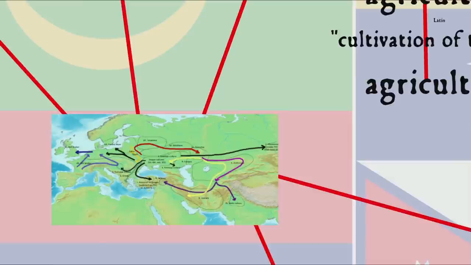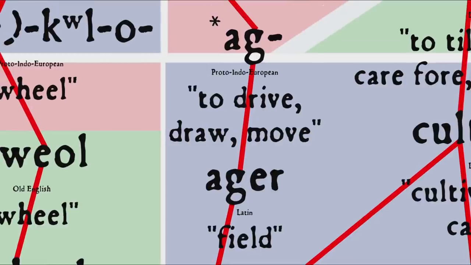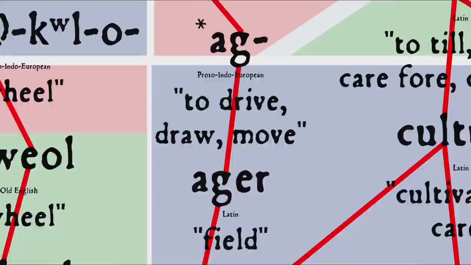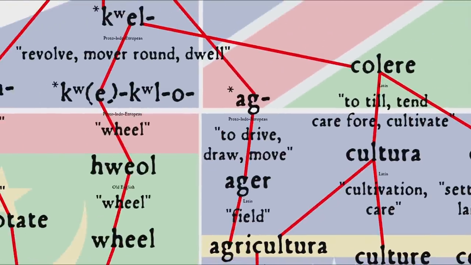Now the word agriculture, which is what's really at stake when we're talking about the domestication of species for human use, comes from Latin agricultura, cultivation of the land, made up of the words ager, field, from the PIE root agro, field, also the source of English acre, a derivative from the root ag, to drive, draw, move, thus from the idea of a place where cattle are driven, and the Latin noun cultura, cultivation, care, from the verb colere, to till, tend, care for, cultivate, from the PIE root quel, to move around, turn about, which is also the ultimate source of that Proto-Indo-European wheel word quelquo, from which we get English wheel.